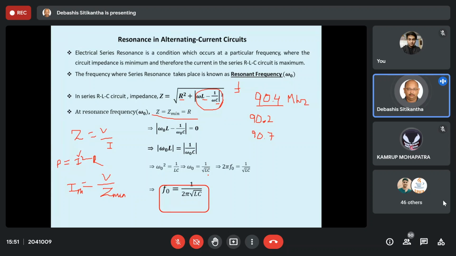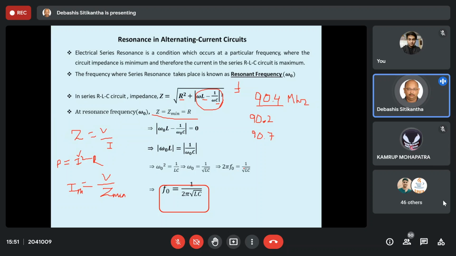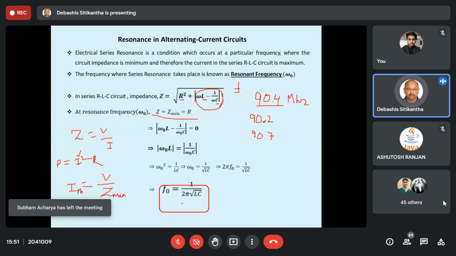But electrical people, or the circuit branch people, other than mechanical and civil, are always interested in frequency, not angular frequency. So instead of this omega 0, let us write it as 2 pi f0. So 2 pi f0 is equal to 1 by root over LC, or the resonant frequency f0 is equal to 1 by 2 pi root over LC. So if I know the value of the pure inductor and the pure capacitor, I can also find the resonant frequency for tuning purpose.